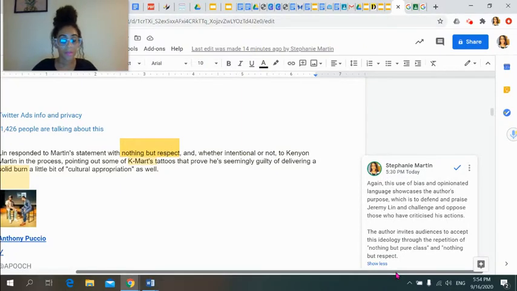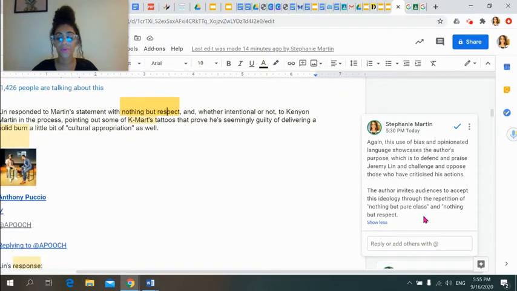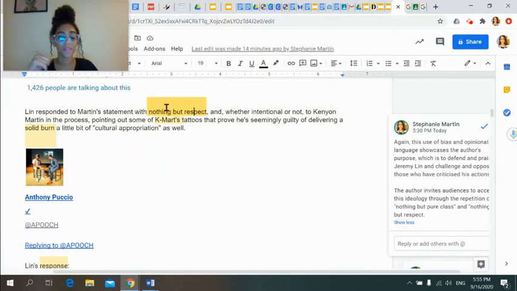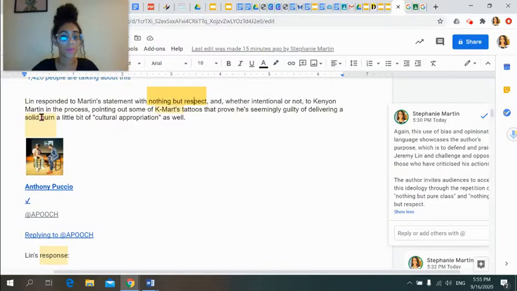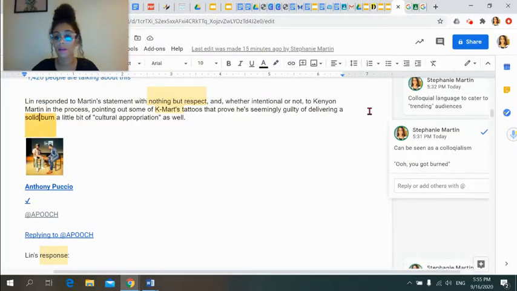So the author's purpose, again, is to defend and praise Jeremy Lin and challenge and oppose those who've criticised his actions. There's also an invitation for the audience to accept that ideology of the author, that Jeremy Lin's a good person and that he's been hard done by. And the reason we know that is because it says above this section that he responded with nothing but class, and now there's that repetition of he responded to the statement with nothing but respect. So there's a repetition of phrases there as well, highlighting again what the author's purpose is: to get us to be on Lin's side.